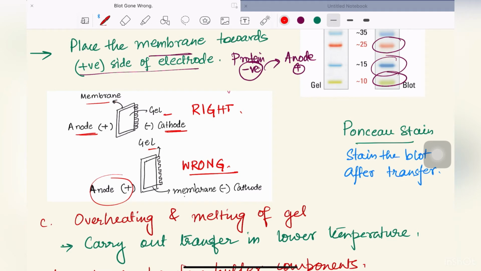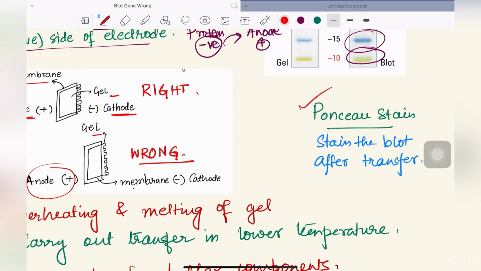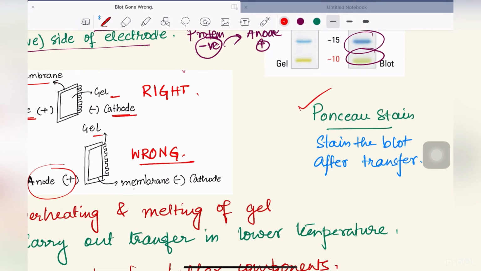And one hack that you might try is Ponceau stain. This is a water soluble stain used to stain the blot after transfer. So if you want to check whether your blot has proteins after the transfer or not, you can check it by a Ponceau stain. It's a very easy method.